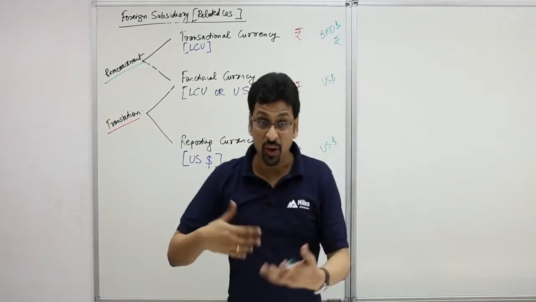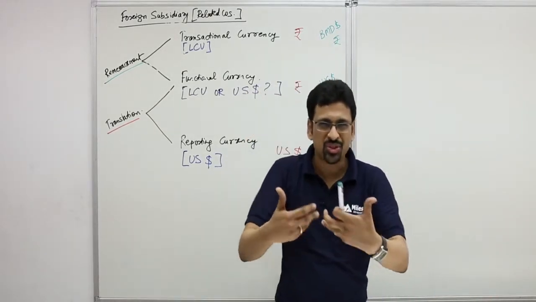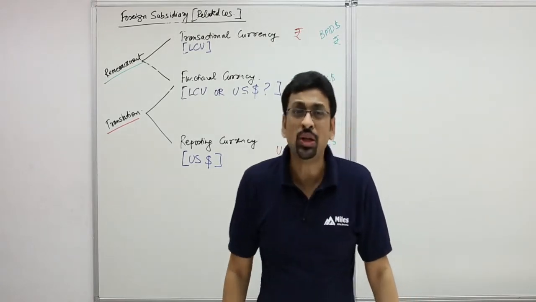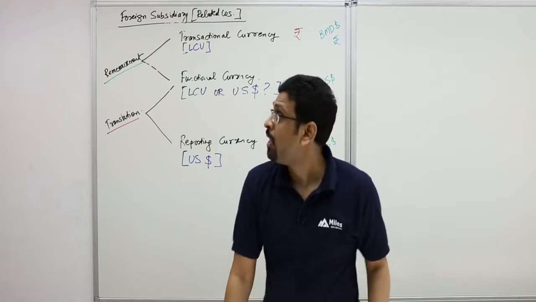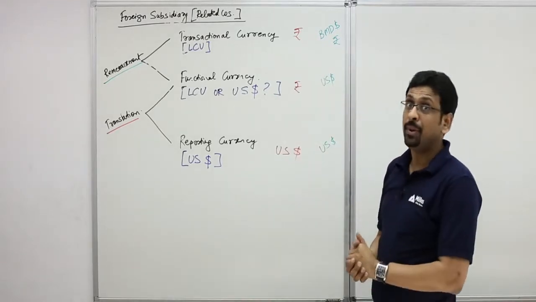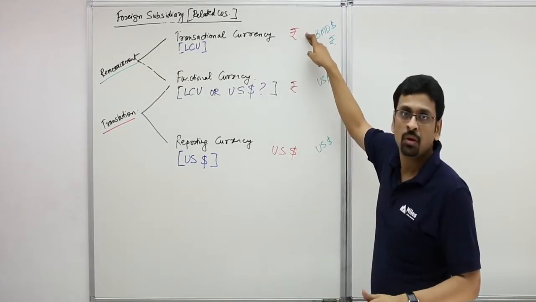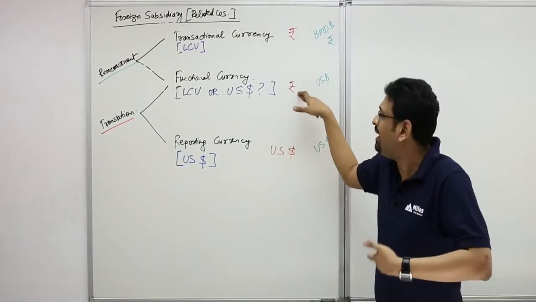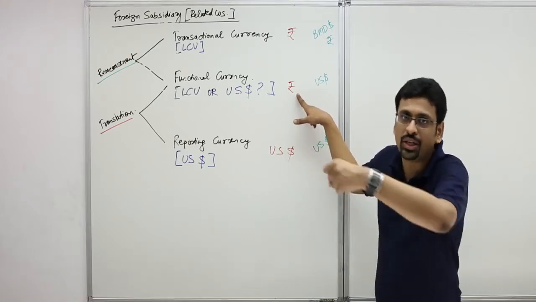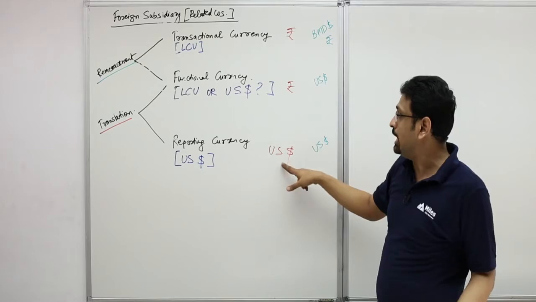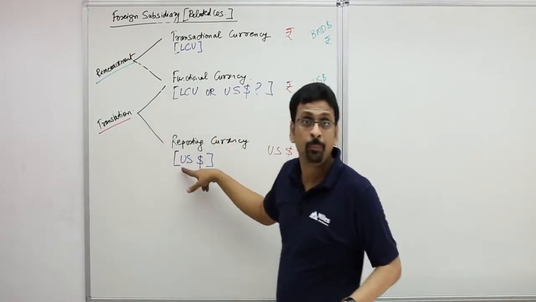Okay, now let me try to build it up. Let me try to add more surprise, more suspense out here. Let's say we're talking about Ford Motors again. They got a manufacturing plant in India. I said the transaction currency is rupee. The functional currency for the India plant, that's also rupee. They're manufacturing the cars in India, selling it off in India. Reporting currency is US dollars, so they translate.